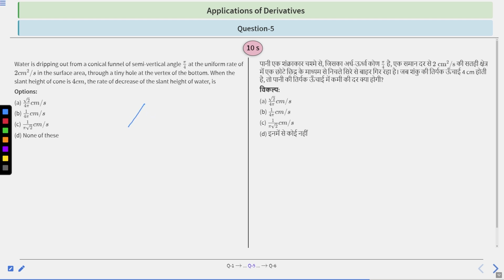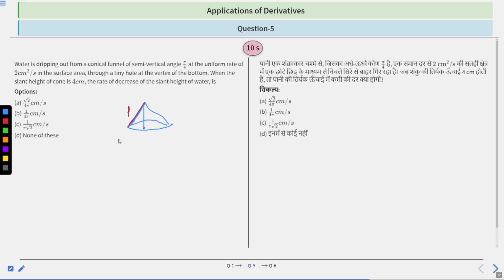See, if this is the cone, this is height, and this is basically slant height, right? So at any particular instant, slant height is given as 4 centimeter, and we have to find the rate of decrease of slant height. That is, suppose this is L, then we have to find dL by dt, right?